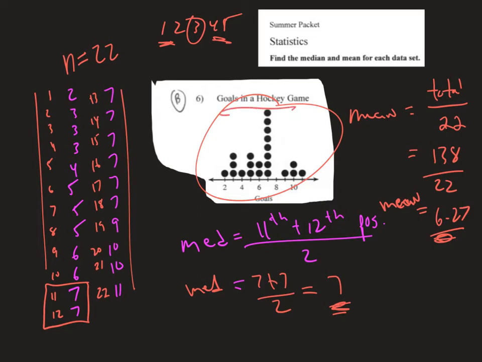This is the number of goals in a hockey game. So say a team plays 22 hockey games in a season. What's the typical amount of goals per game? 7. And there you go.